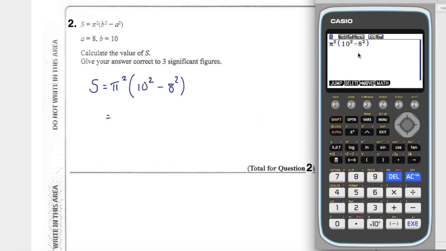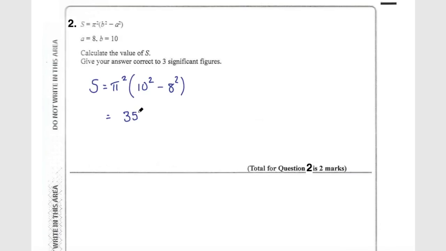Make sure everything's in the right place. Press equals, and we get 355.3057584, but it says give your answer correct to 3 significant figures. So the first 3 significant figures here are 3, 5, 5, and the next one is a 3, so that 5 will stay the same, it doesn't need to round up. So my answer here is 355. That should be an approximation sign, because it's approximately 355.